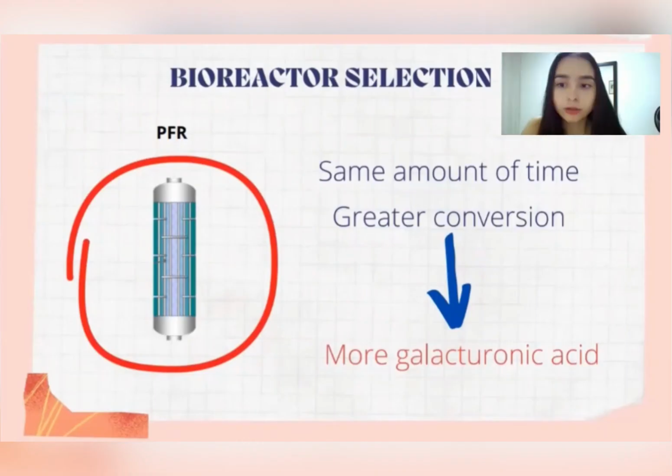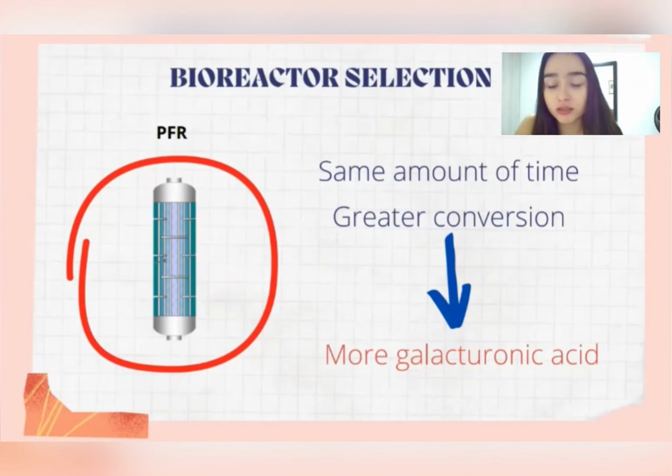So in conclusion, after evaluating the two proposals with the same calculation basis, which is the tons of peels that enter the process, we found that for the same amount of time, the PFR has a greater substrate conversion, which means that the pectin is able to convert into more galacturonic acid, which means this would be the most efficient reactor.